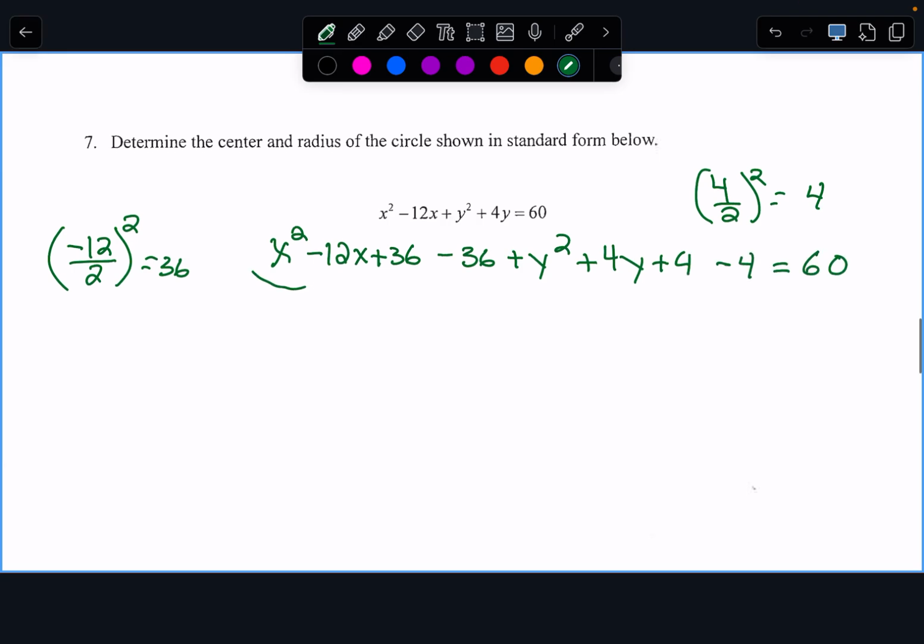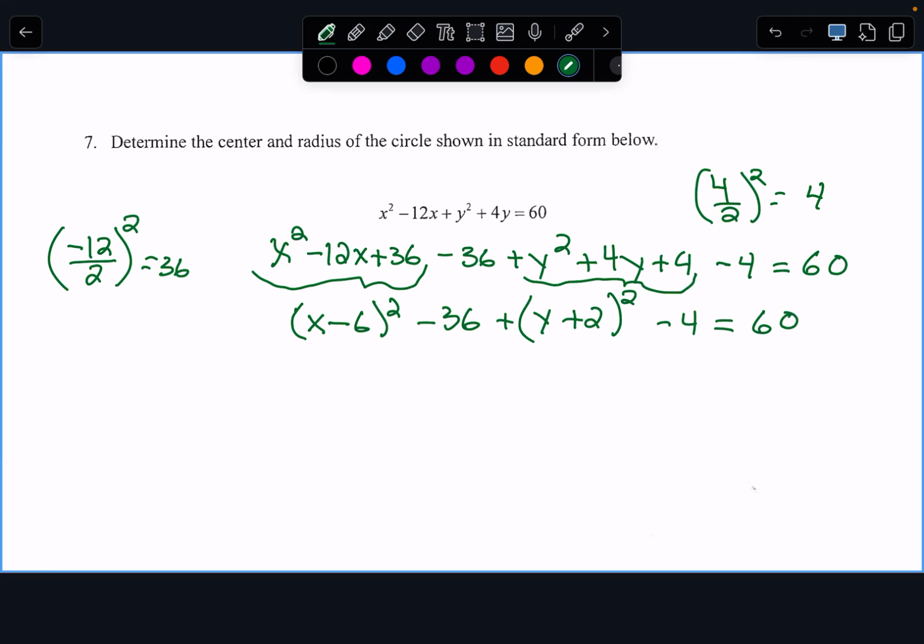All right, now this trinomial factors, it's a perfect square trinomial. It factors like this: x minus half of 12, which is 6 squared. You still have minus 36. Y plus half of 4 is 2 squared. That's the basis of our circle equation, right? That's these three. This trinomial factors to that. And then we have minus 4 here.